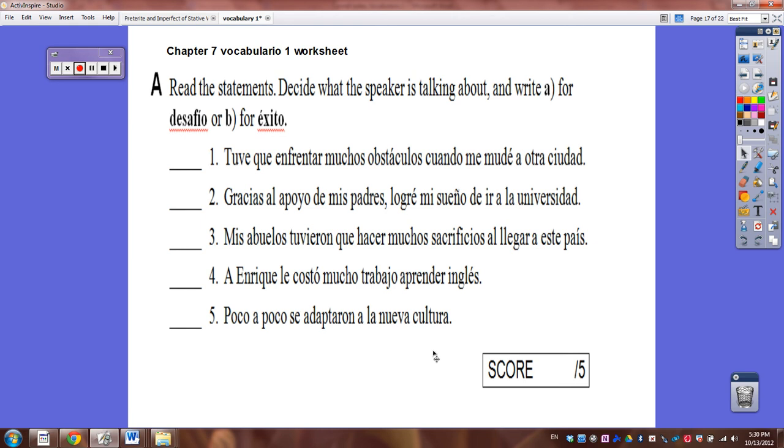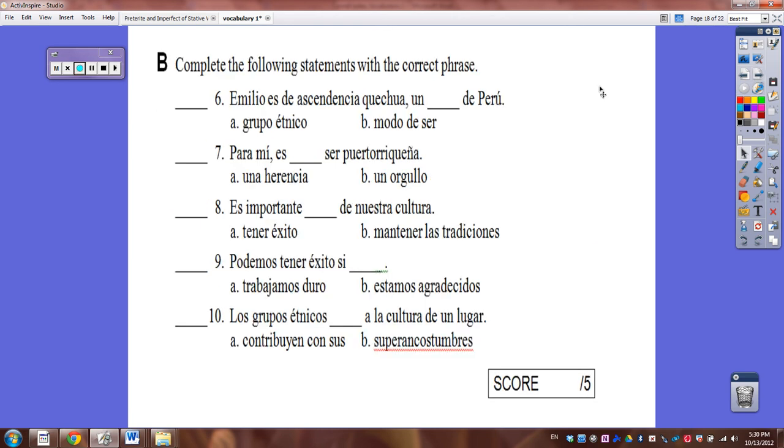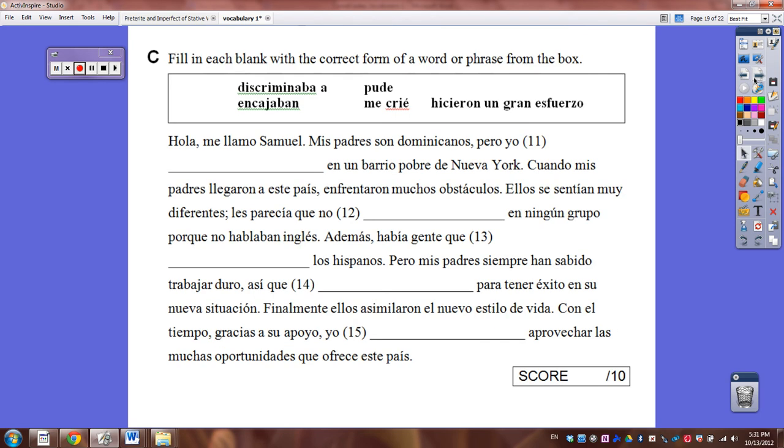Alright, so you're going to do the rest of those that way. Remember, A for a challenge, B for success. And activity B, complete the following statements with the correct phrase. Emilio is a Quechua descendant, a blank from Peru. That is an ethnic group. So it's A.